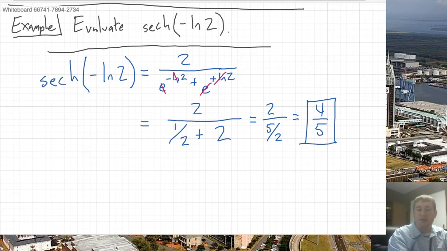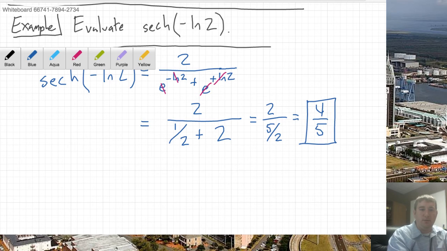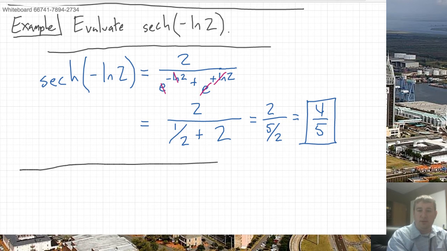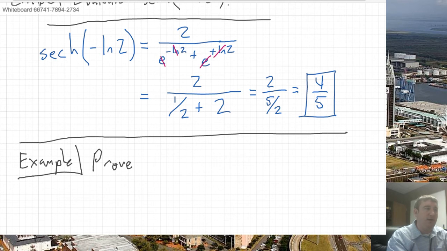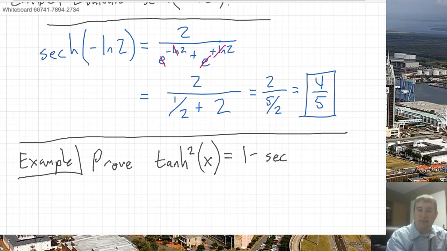Okay, we also have similar properties. We have something similar to the Pythagorean identity involving tangent and secant, but this time it's hyperbolic tangent, hyperbolic secant. I'm going to prove this identity, that hyperbolic tangent squared equals 1 minus secant, or the hyperbolic secant, squared.